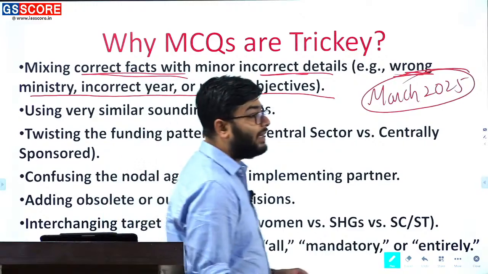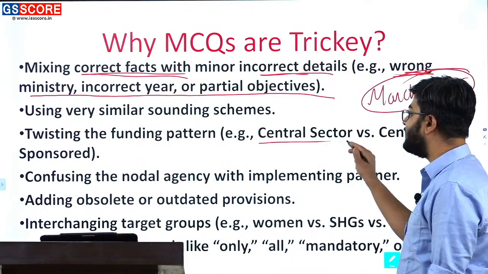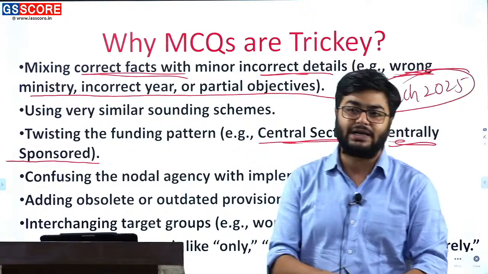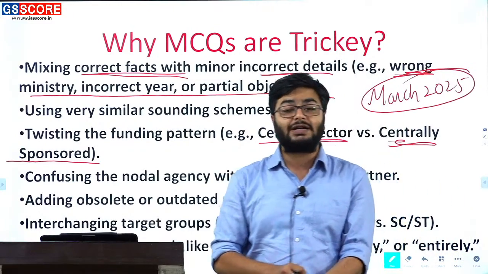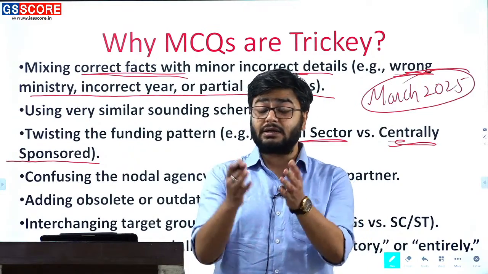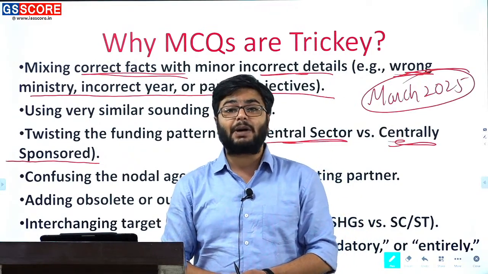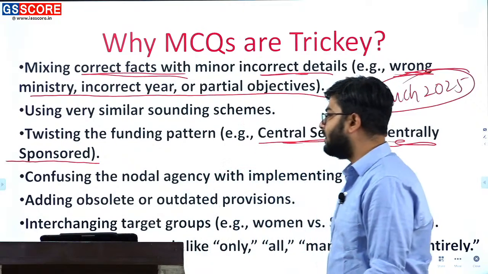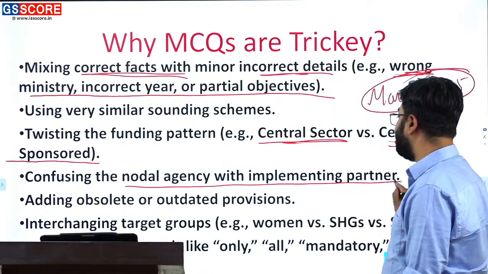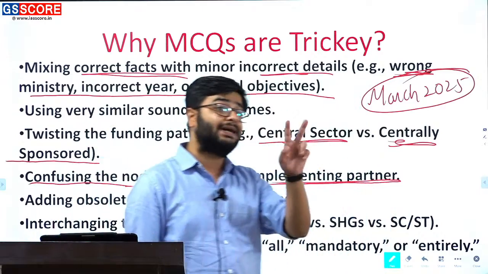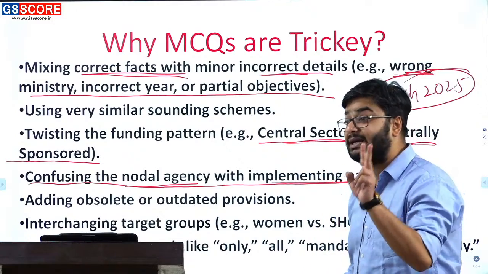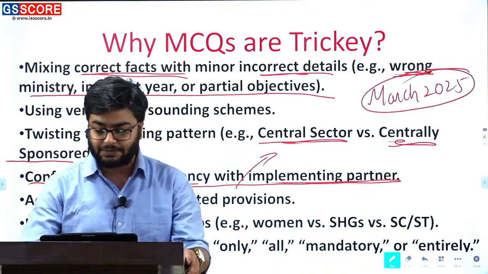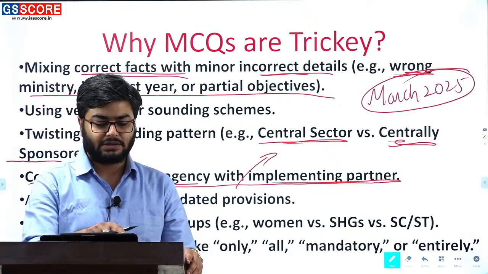Similarly, the funding pattern, whether it's a central sector or centrally sponsored scheme. A central sector scheme would entail that the scheme is fully funded by the government of India, whereas a centrally sponsored scheme would mean that there is a participation of the state governments as well. In what ratio? Then confusing the nodal agency with the implementation partner. Remember, the two can be different, and that is where UPSC is going to lay certain traps for you.